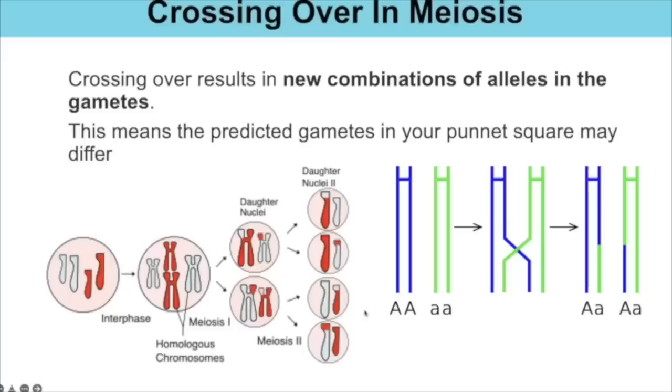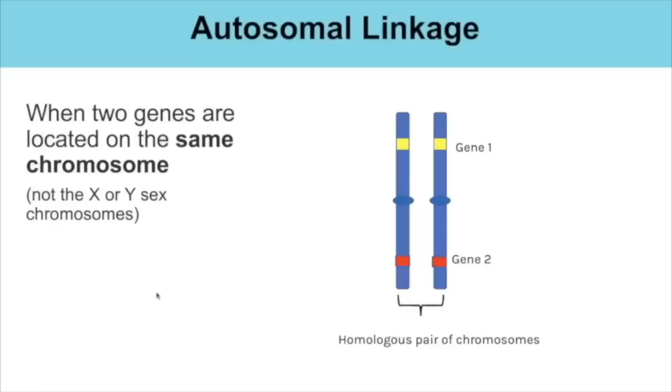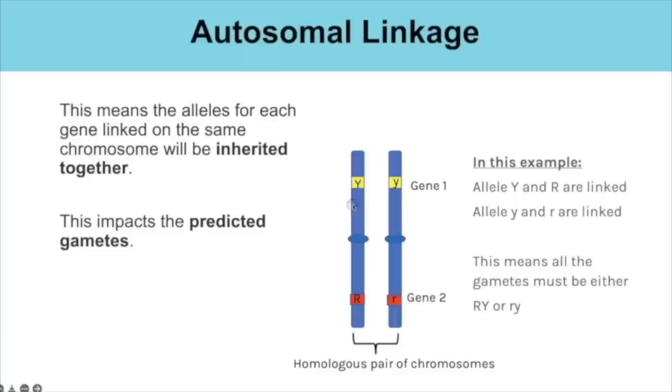So let's have a look then at crossing over and how this could affect the ratio. Crossing over results in new combinations of alleles in the gametes. So that means the predicted gametes that we had in our Punnett square may actually differ. Autosomal linkage is when 2 genes are located on the same chromosome, but it won't be the X or Y chromosome. So we can see here gene 1 is found on the same chromosome as gene 2. And this is showing us the homologous pair of that particular chromosome. So what this means is that the alleles for each gene are linked on the same chromosome.